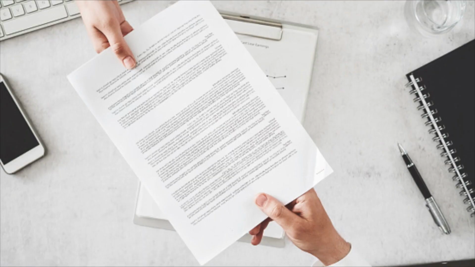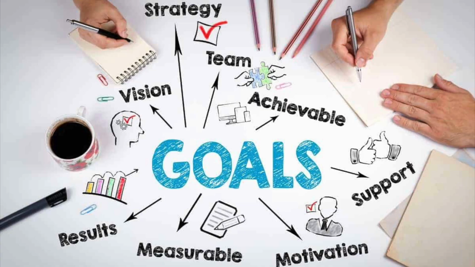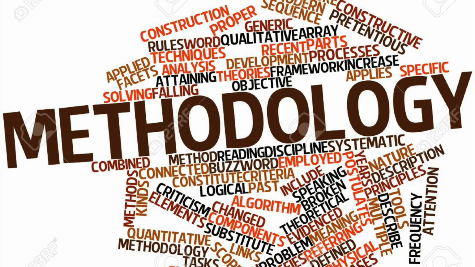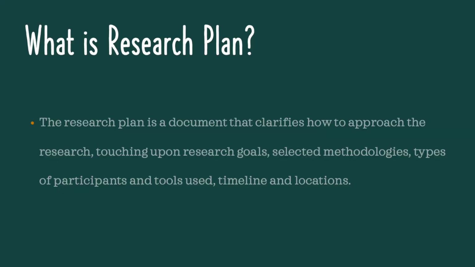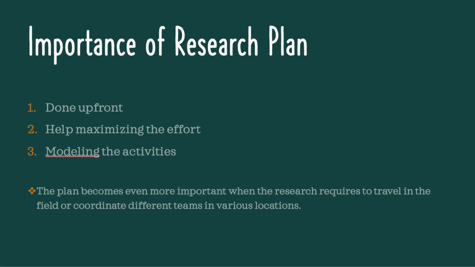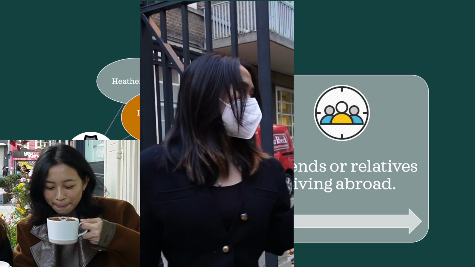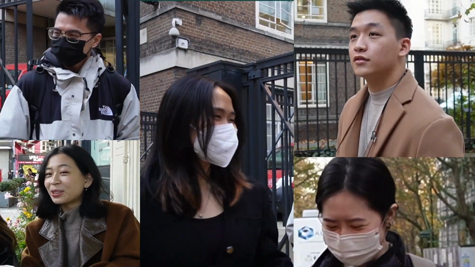A research plan is a document that clarifies how to approach the research, touching upon research goals, selected methodologies, type of participants and tools used, timeline and locations. It is important to have a research plan in advance to maximize the efforts and modeling activities. Our investigators included Heather, Annie, Hank, Carrie, and Frank.